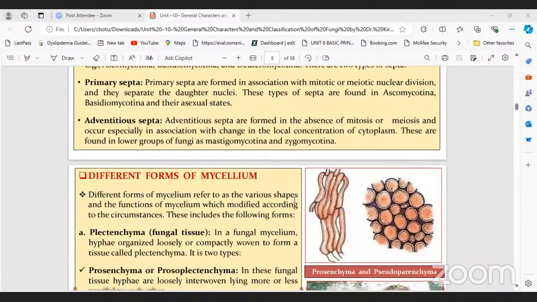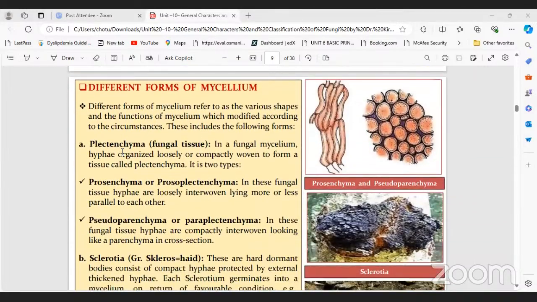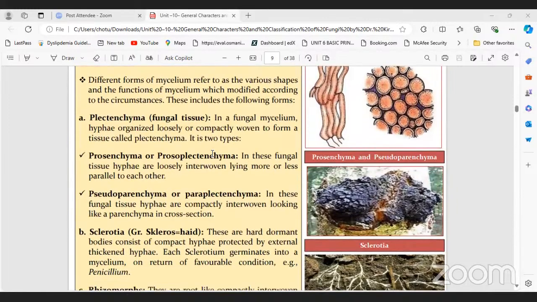Coming to the mycelium, I will explain this one. Plectenchymatous tissue, I just explained, no? Different forms of mycelium refer to various shapes also. Function of mycelium, with modification according to the circumstance. First one, plectenchyma.